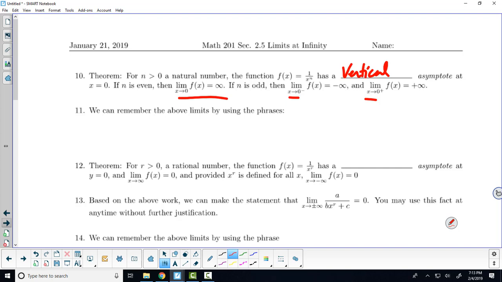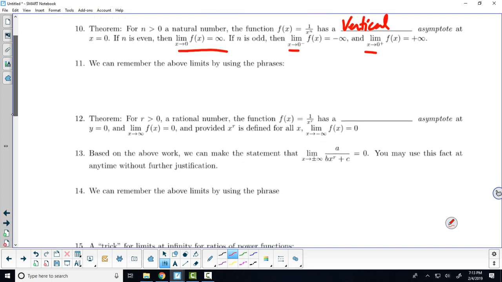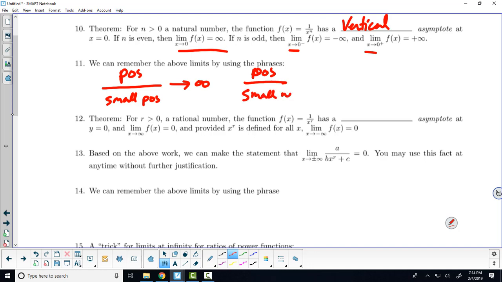All right. So we put this up before, but it's nice to put here to contrast. Let's say a positive over a small positive is approaching infinity, and a positive over a small negative is approaching negative infinity. Okay, you can use those facts as you wish. No work required for them.